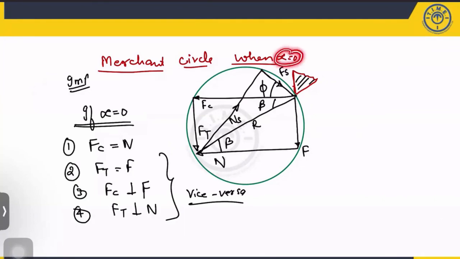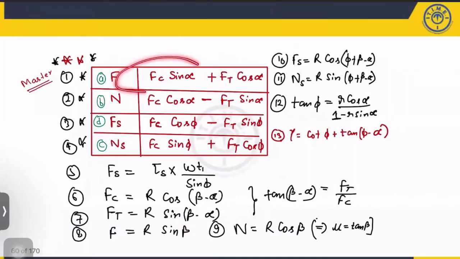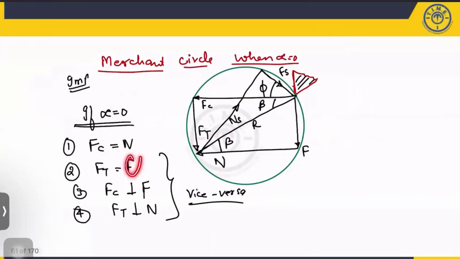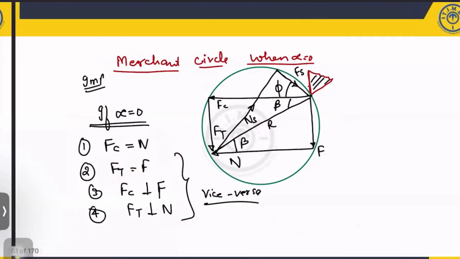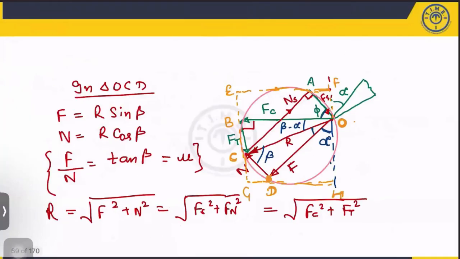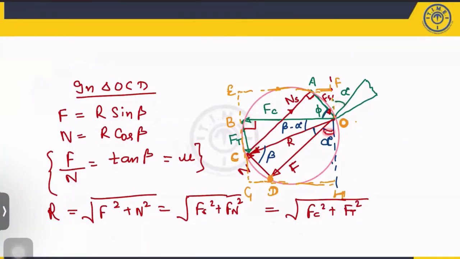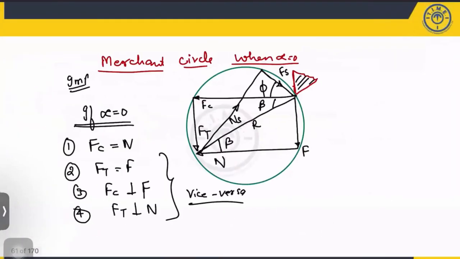If the alpha value is 0, whatever I have discussed, that means sine alpha will become 0. So, F is equal to Ft. That means the friction force is equal to Ft. This is the special condition. If alpha is 0, this value is 0, so it will become vertical, but this will become horizontal. So you will get a rectangle. That means the friction force is equal to Ft, and Fc is equal to the normal reaction.